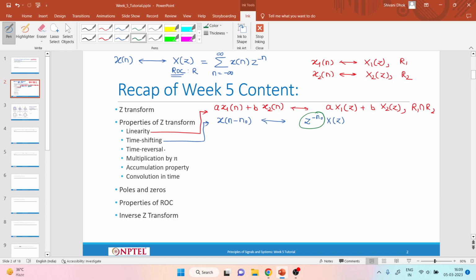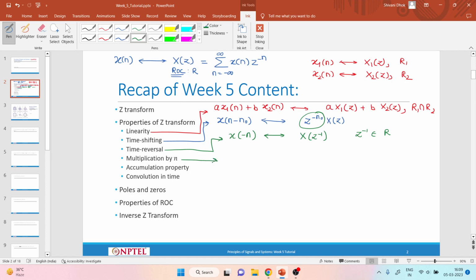The next one is time reversal property. So it says that if I reverse a signal, that is I flip a signal along time axis, then this will have the Z transform as x of z inverse, and here this z inverse will be in the ROC, such that z inverse will belong to R, where this ROC R was the region of convergence of my original signal x of n. Z inverse should belong to R.